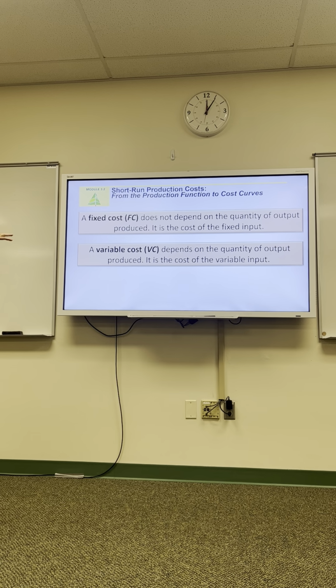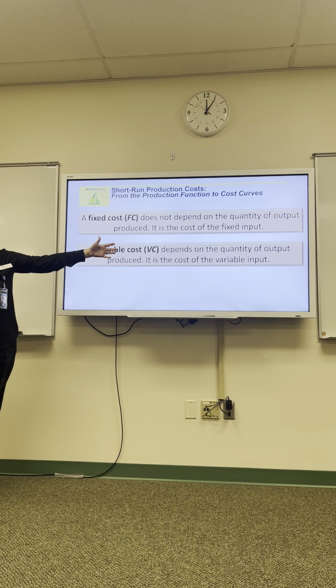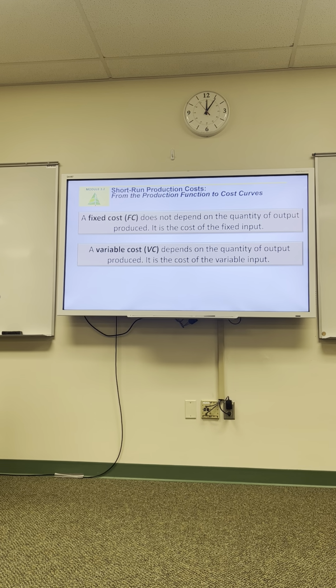Fixed cost does not depend on the quantity of output. The variable costs do, right? So as you add more workers, you get more output. As you add more electricity, you get more output. But you don't get any extra output by paying your insurance payment every month. You just have to pay it. It's a fixed cost, regardless of how much output you make, okay?